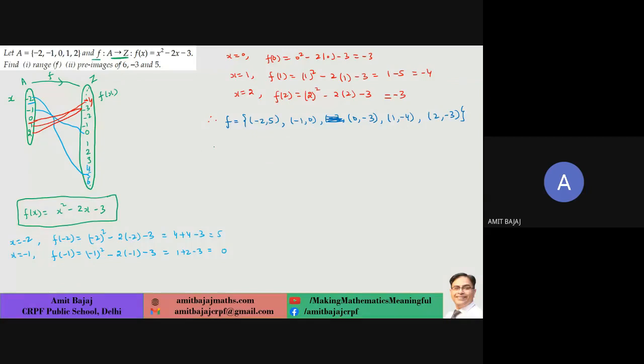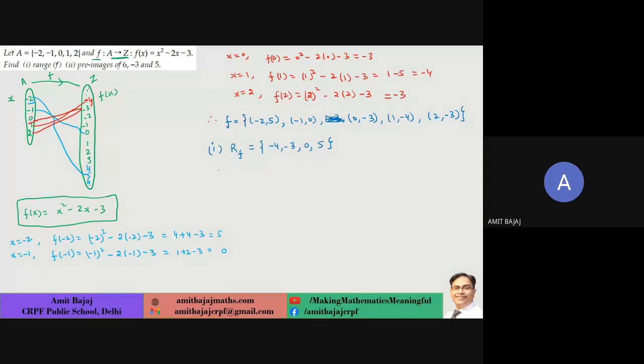Now let me start answering the parts. First part, what is the range of this function f? Okay, yes, fine Jivesh. Range means what values your answer is taking. So it is taking the values -4, -3, 0 and 5. A repetition is written only once. So -3 should be written only once.